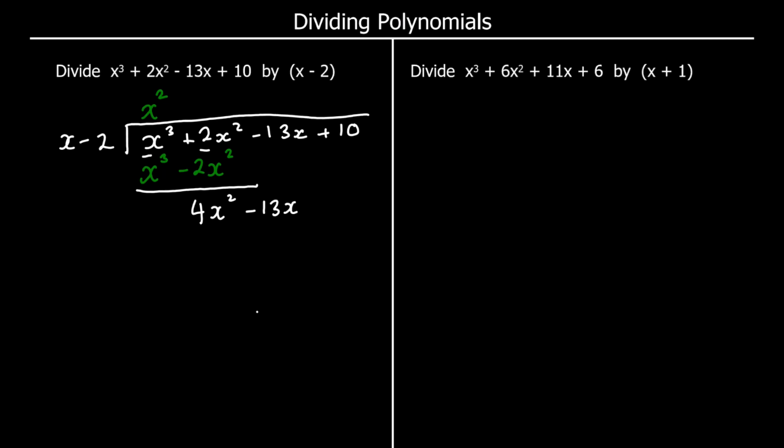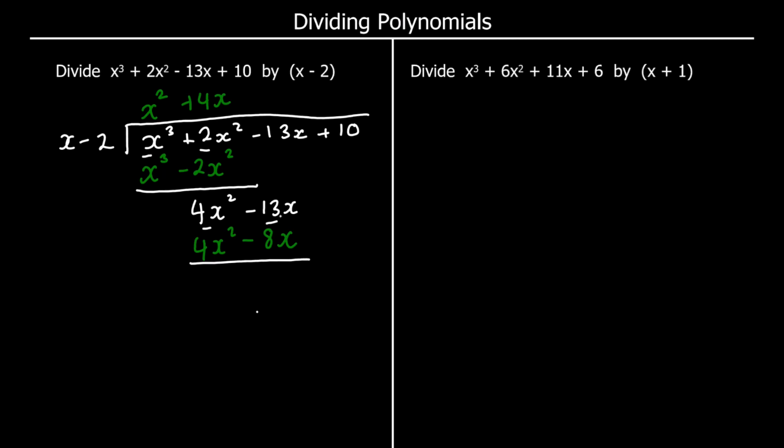And then we start the process all over again. So the same steps again. 4x squared over x is 4x. 4x times x is 4x squared. 4x times negative 2, negative 8x. So we divide, we times, and then we take away. Minus, minus. 4x squared over 4x squared is nothing. They go.